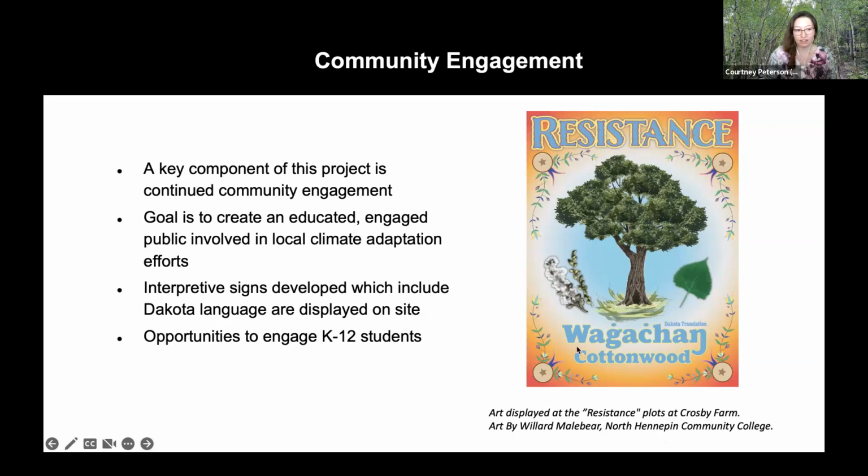And then finally, there's been a lot of opportunities to engage K through 12 students in all of this work as well. So it's a great learning forest for students in the area. There's tons of field trips that take place here, and they can be involved in planting and monitoring as well.